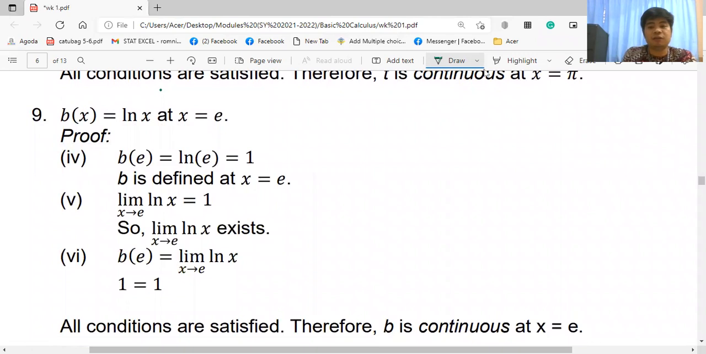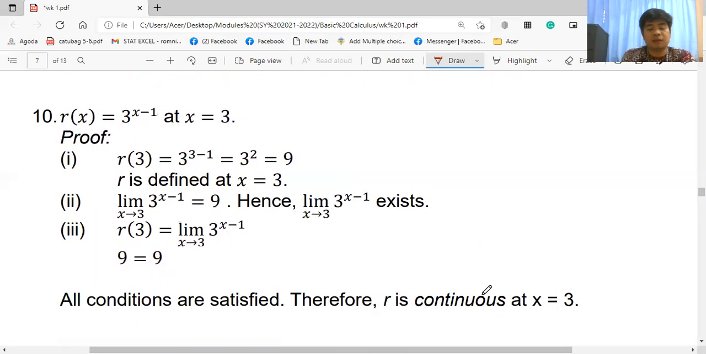Number 9, the natural logarithmic function ln of x at x equal to e. Check the first condition. B of e is ln of e, and that's 1. So b is defined at x equal to e. On the second condition, the limit of ln of x as x approaches e is equal to 1. That's basic substitution because ln of e is simply 1. 1 and 1, both the same. So the third condition is also satisfied. Hence, we can say that b is continuous at x equal to e.